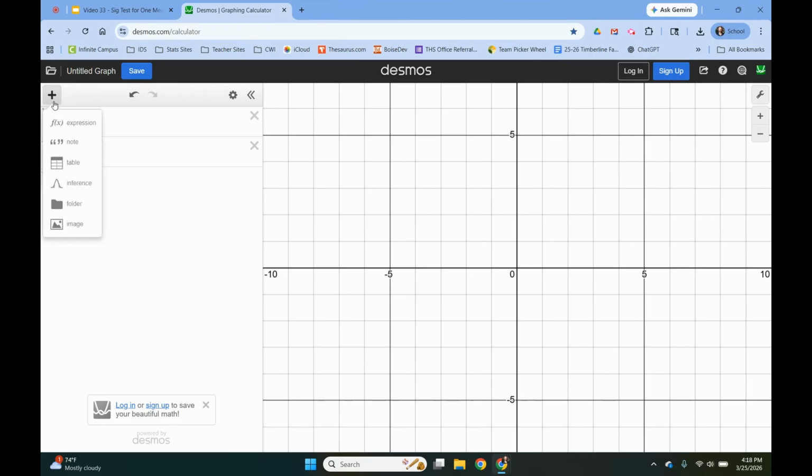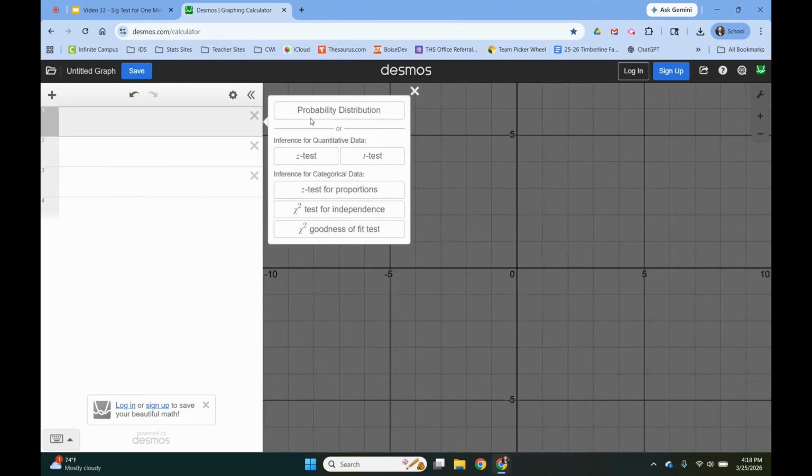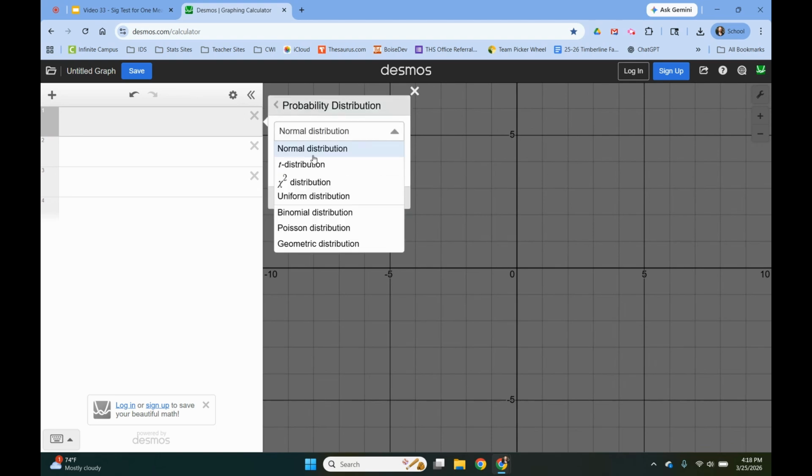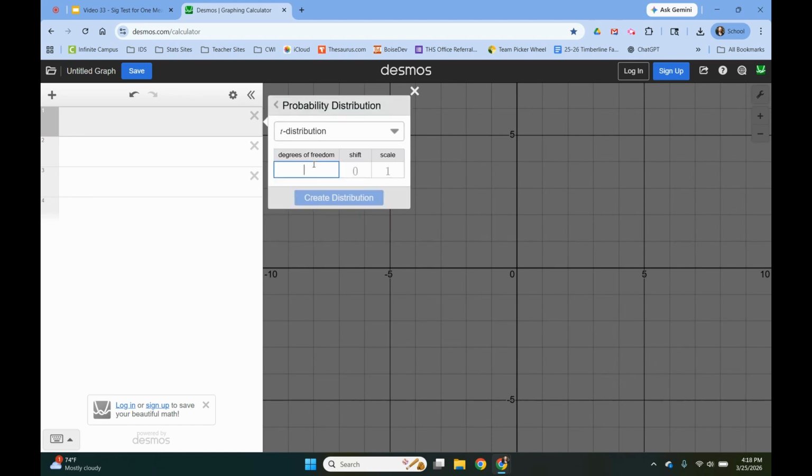In Desmos, I want to go ahead and open up my inference menu and find the probability distribution for the t-distribution. It asks for degrees of freedom. She sampled 10 gas stations, so our degrees of freedom is going to be 10 minus 1, or 9.